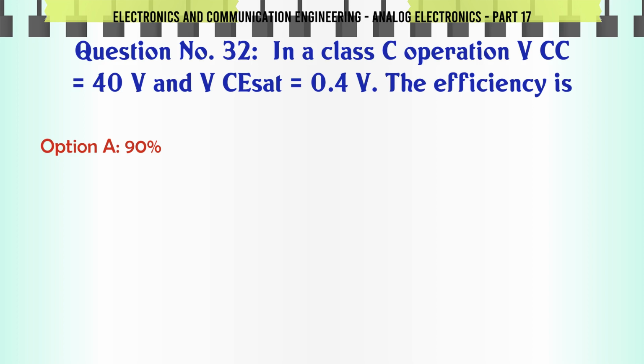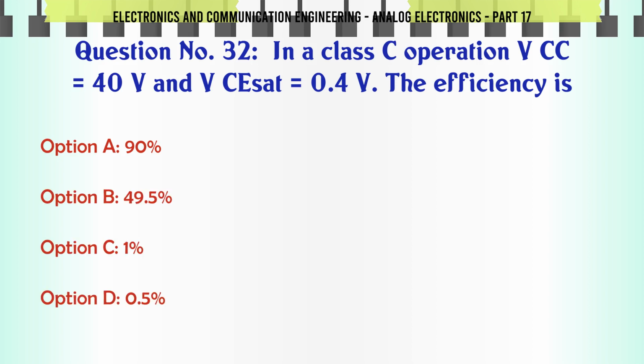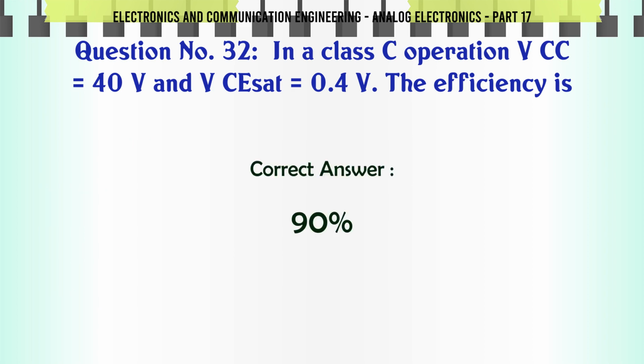In a Class C operation, VCC = 40 V and VCEsat = 0.4 V, the efficiency is: A. 90, B. 49.5, C. 1, D. 0.5. The correct answer is 90.